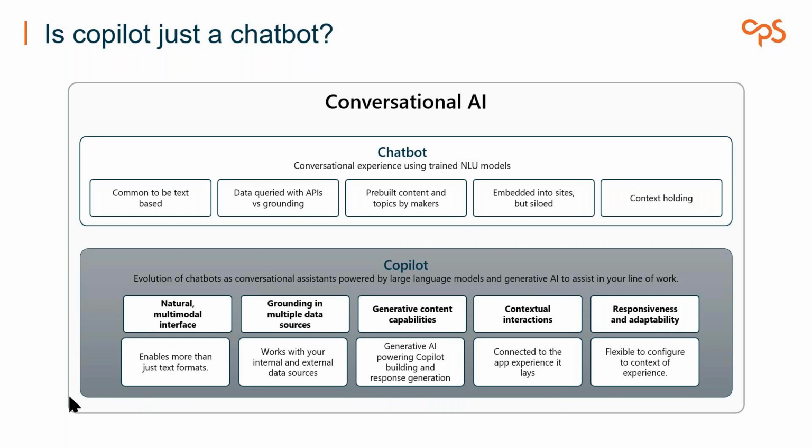That's where we could handle common text-based scenarios. We could query data with APIs and ground that in real conversation. We can look at using pre-built content and topics by makers, so people can go and create different content loops and integrate that into the chatbot. We can embed that into different sites, and we can hold context between different subjects within a conversation.